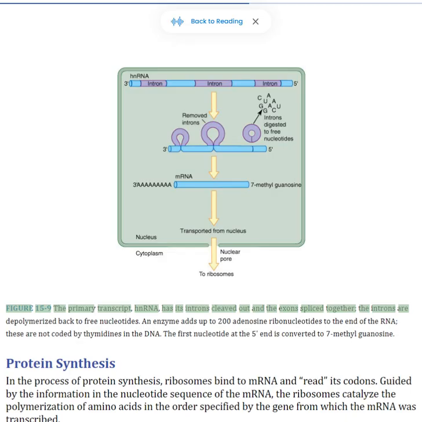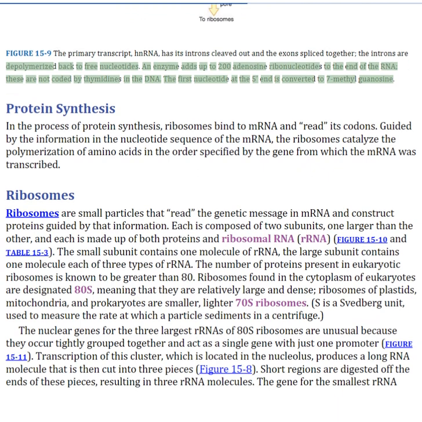Figure 15.9: The primary transcript, hnRNA, has its introns cleaved out and the exons spliced together. The introns are depolymerized back to free nucleotides. An enzyme adds up to 200 adenosine ribonucleotides to the end of the RNA. These are not coded by thymidines in the DNA. The first nucleotide at the 5-prime end is converted to 7-methylguanosine.